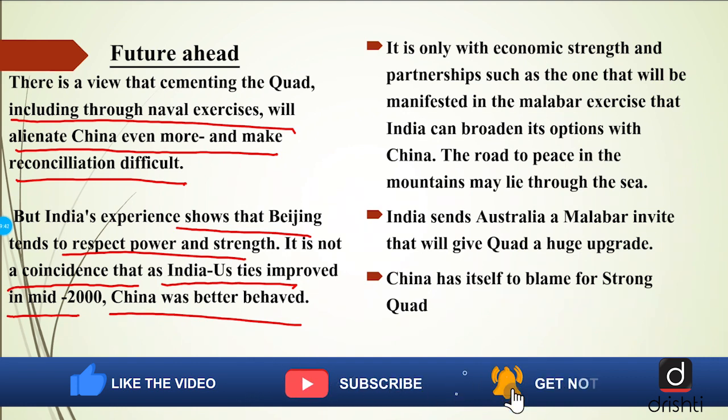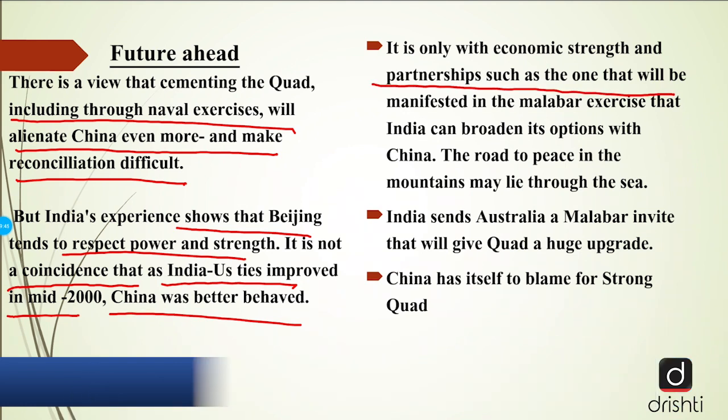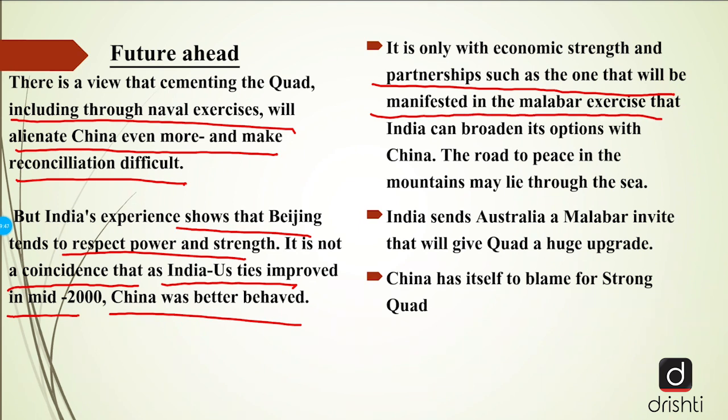It is only with economic strength and partnerships such as the one that will be manifested in the Malabar exercise that India can broaden its options with China. Now, it is to be noted that economic strength is required. We have to be economically very powerful. If India is seeking all the economic strength and partnerships, whether they are economic partnerships or military partnerships, these are the major options through which India can definitely make its options bigger and larger against China.